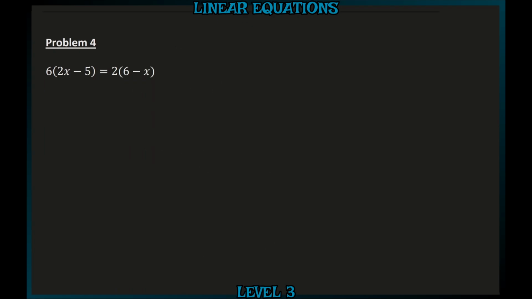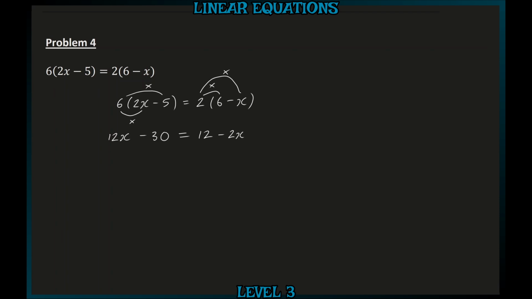In problem 4, we're solving the equation 6 multiplied by 2x minus 5 is equal to 2 multiplied by 6 minus x. Now, since we have brackets on both sides of the equation, we'd first like to remove these by expanding. So starting on the left, we can do 6 times 2x, which gives us 12x. Then 6 multiplied by minus 5 is minus 30. And on the right, 2 times 6 is 12. And 2 multiplied by minus x gives us minus 2x.